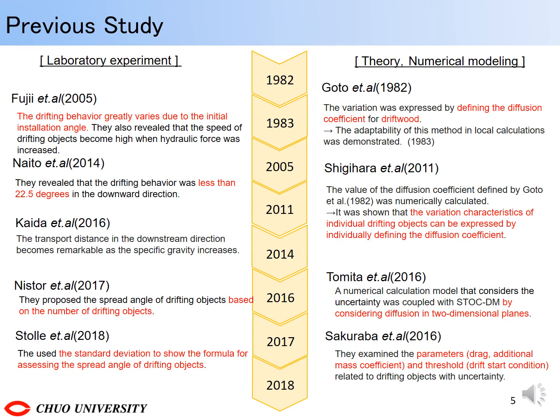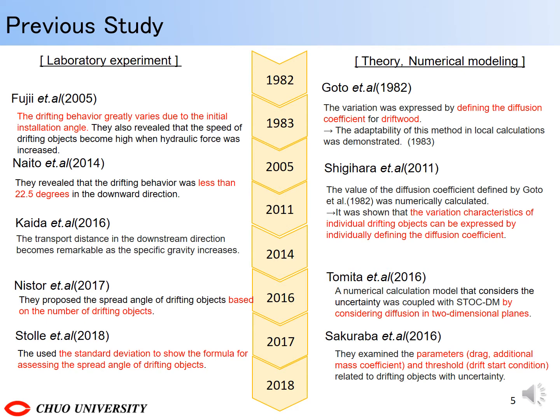Next, this is a previous study on drifting behavior. Regarding the reproducibility of the variation in drifting behavior, Goto et al. established a calculation method for defining the diffusion coefficient in 1982 and demonstrated its validity for the local calculation. Shigihara et al. made it possible to reproduce the unique spread of drifting objects by changing the value of the diffusion coefficient. However, due to insufficient variability reproduction, many drifting experiments have been conducted.